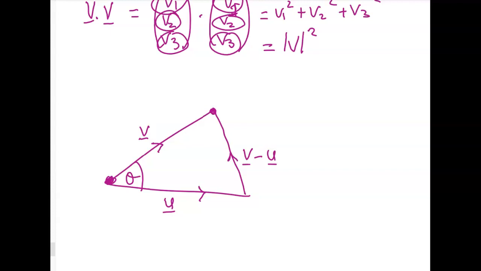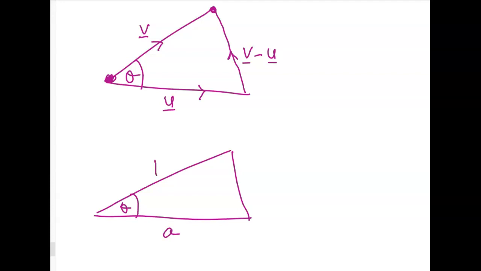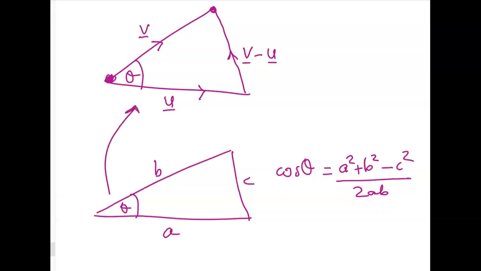If we go back and look at the cosine rule, we can remember what that tells me. Nothing to do with vectors, but if I've got a theta here and I label these sides A and B and C, then cos of theta is equal to A squared plus B squared minus C squared over 2AB. So what I'm going to do now is take this result and transfer it up here to my vector situation.